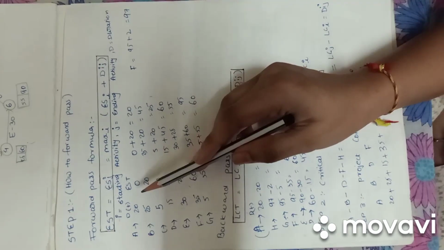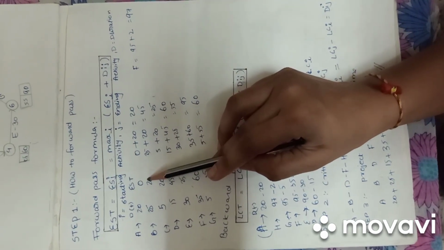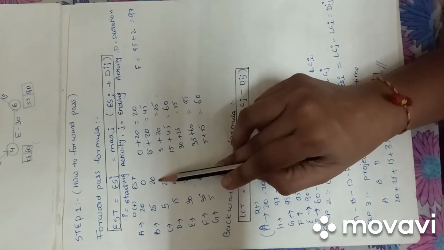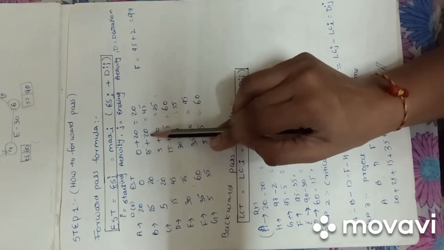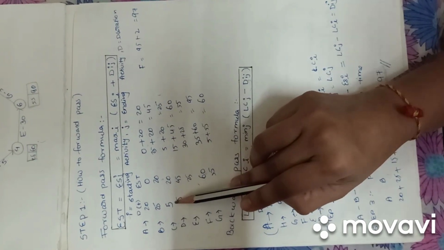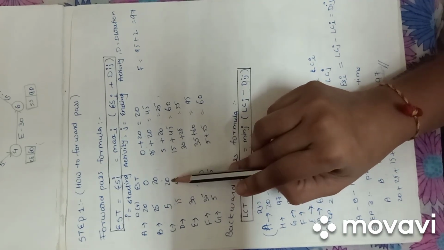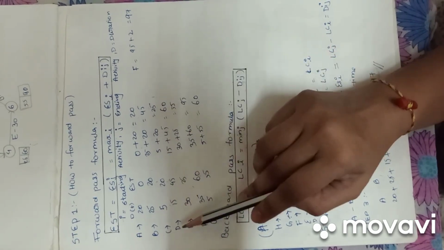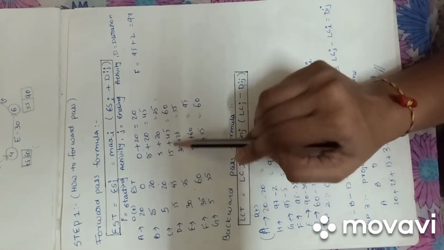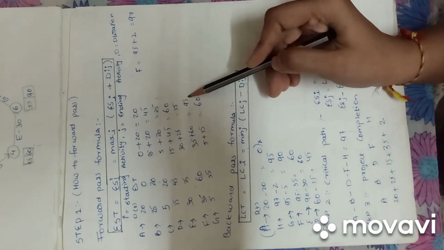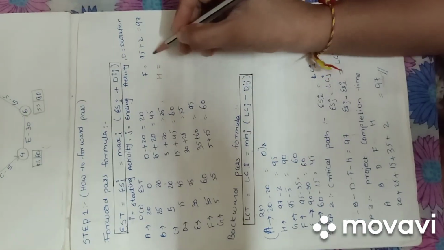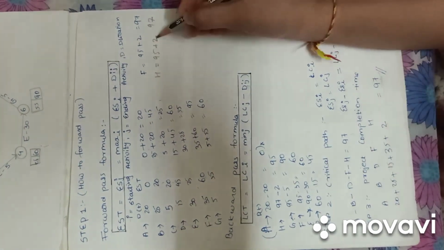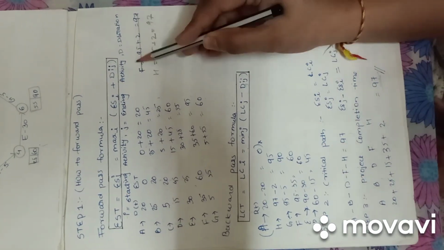For A, 20 is the duration and 0 is the earliest starting time, so 20 plus 0 is 20. For B, 25 is the duration and 20 is the earliest starting time, so 25 plus 20 is 45. For C, 5 is the duration given in the table and 20 is the earliest starting time, so 20 plus 5 is 25. For D, 60. For E, 55. For F, 95. For G, 60. 95 plus 2, and H is 97.